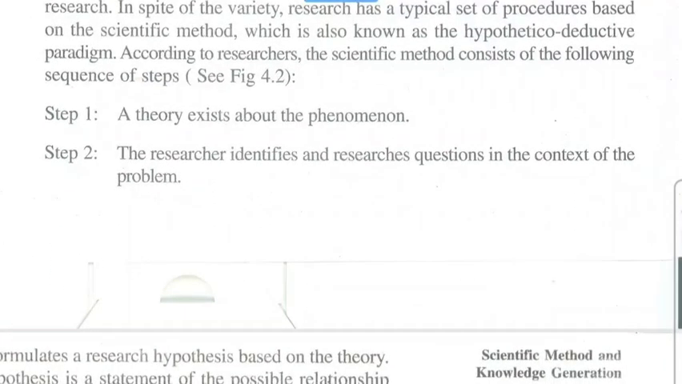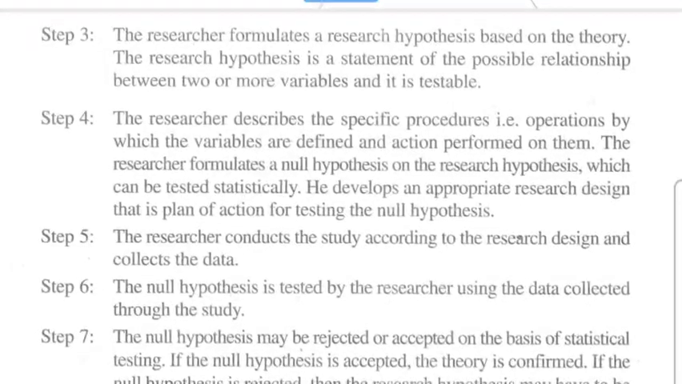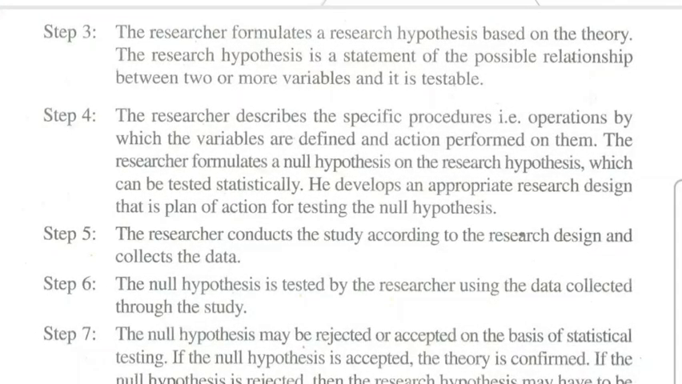1. A theory exists about the phenomenon. 2. The researcher identifies and researches questions in the context of the problem. 3. The researcher formulates a research hypothesis based on the theory. The research hypothesis is a statement of the possible relationship between two or more variables, and it is testable.